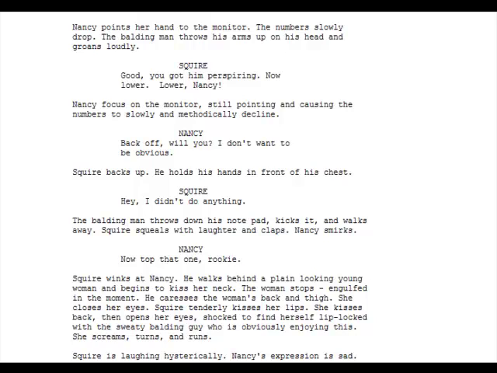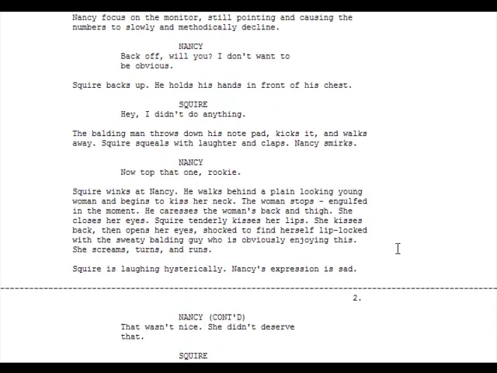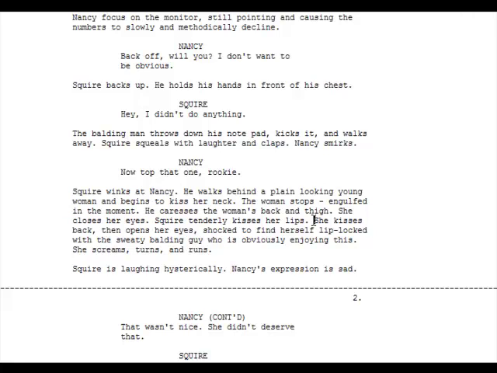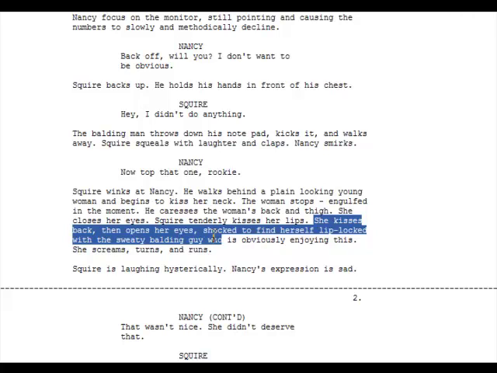Then, of course, this is a really interesting little scenario here, where Squire essentially seduces the lady that's walking by, and essentially she's having a relationship here with an angel or whatever they are. And she starts kissing back. She opens her eyes and she's shocked to find out that she's kissing the sweaty bald guy. Now, this is a great uncomfortable moment. So I think that was really well laid in there.